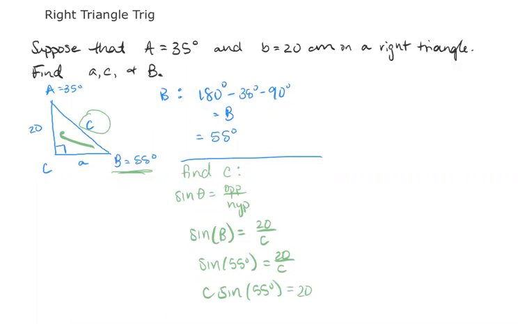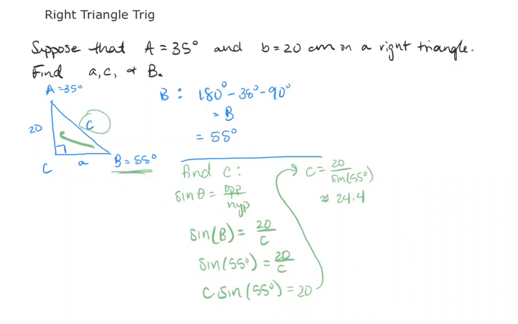And then we are going to scoot up here. Divide by sine of 55. So C equals 20 over the sine of 55 degrees. Put that in your calculator. Make sure you're in degree mode. You should get 24.4-ish for the side length C.